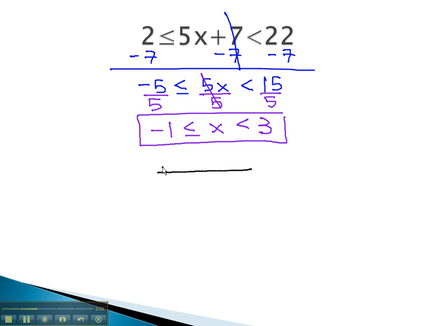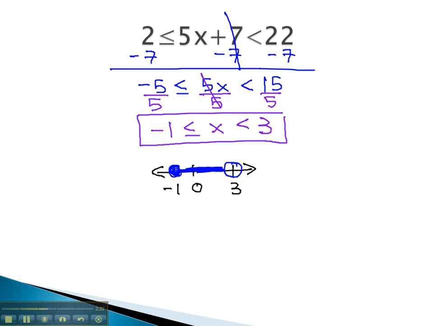We can graph a picture of the solutions on a number line. At negative 1, because the graph is or equal to, we will need a closed circle. At 3, because it's strictly less than, we will use an open dot. Because x is between these values, we will graph between those values on the number line.